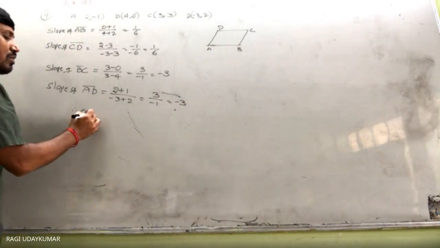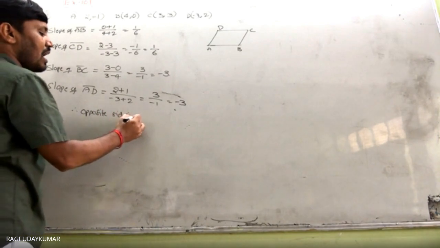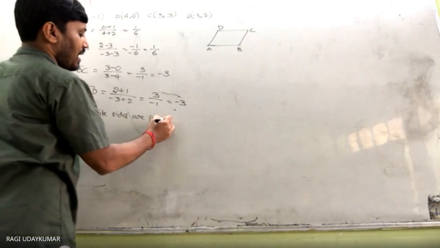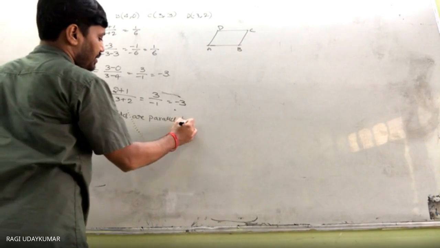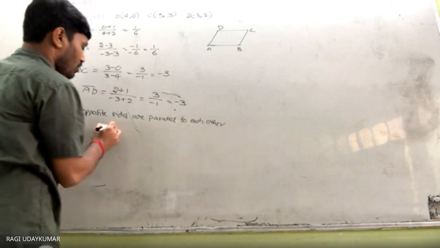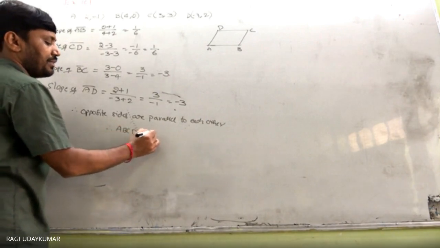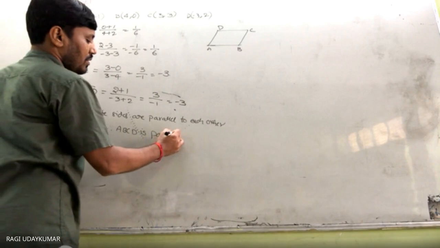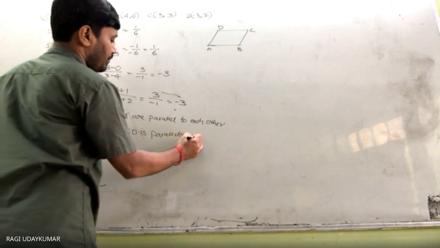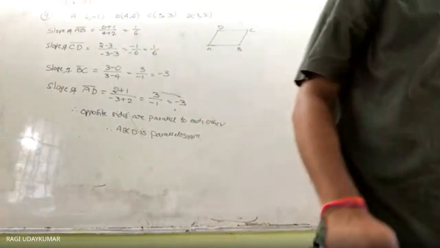Therefore, opposite sides are parallel to each other. Therefore, ABCD is a parallelogram. Did you understand? Next, 10th question.